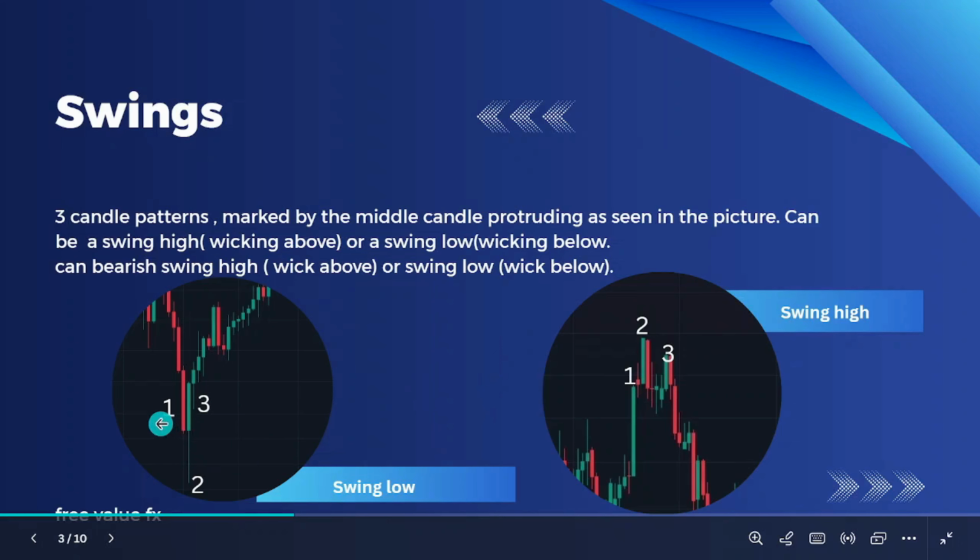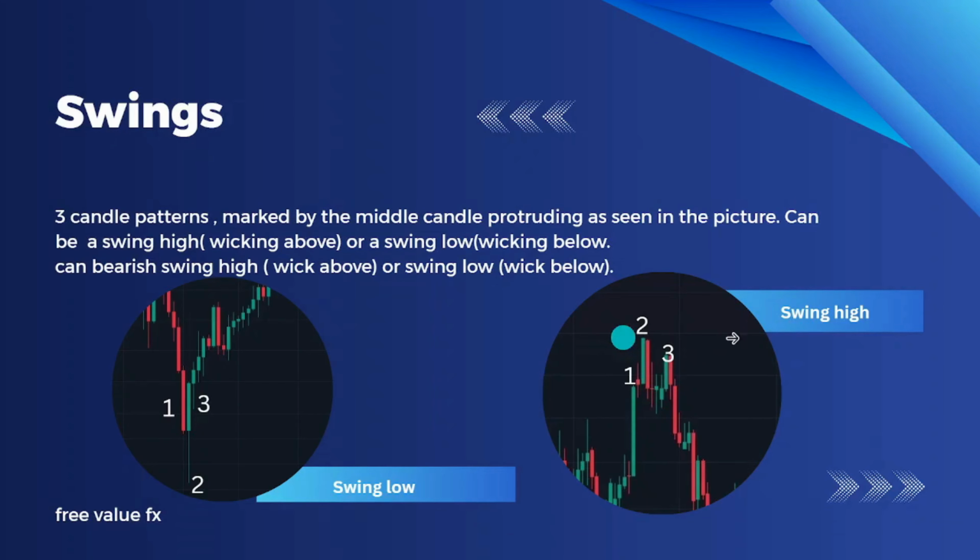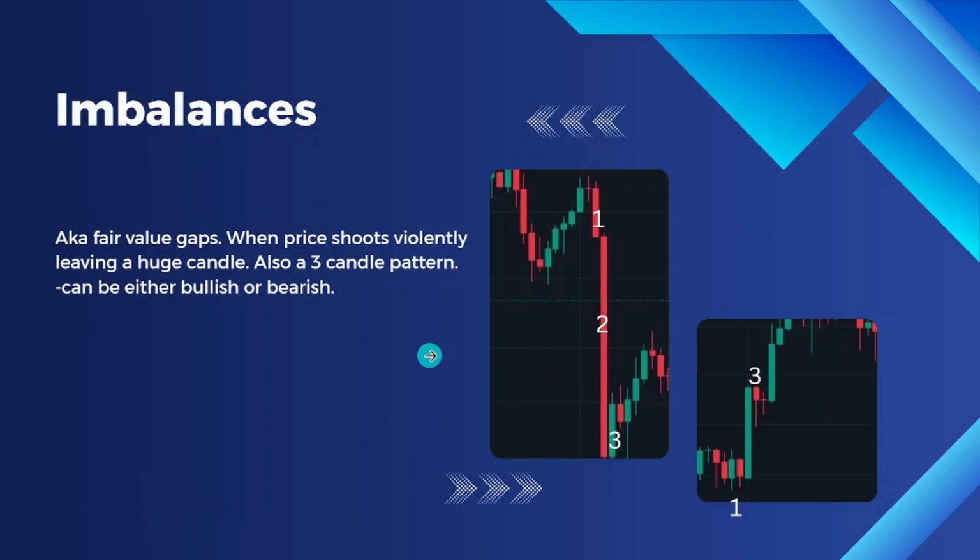So it's technically first candle right there, second candle right here. This is the one that is protruding. This produces a swing low. Then first candle right here, second candle right there. This is the one that is protruding, producing a swing high. Good. Then we have imbalances.